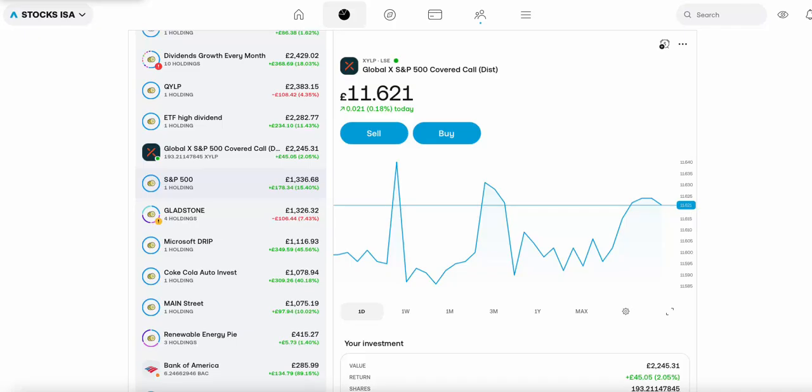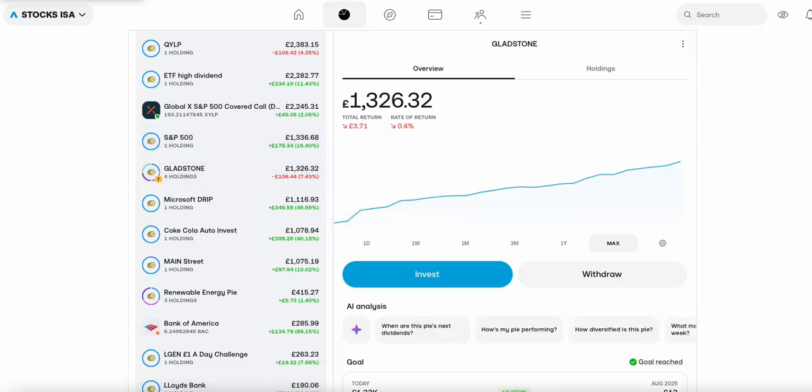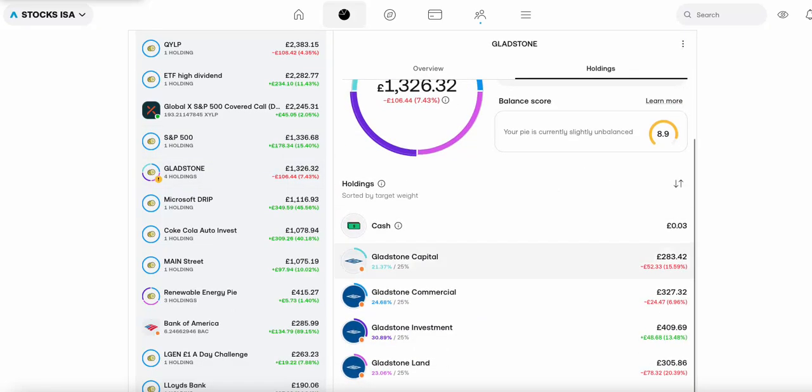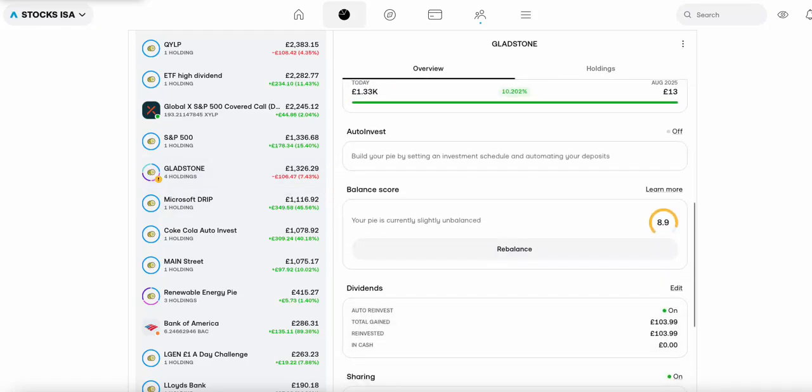That is the plan. Again, the S&P 500, we're currently up 15%, £178. Gladstone, 4 holdings in this: Gladstone Capital, Commercial, Investment and Land. They're all in the red apart from Investment. As you see, we're currently down £106. Again, they all pay monthly dividends, which get reinvested straight back into it.